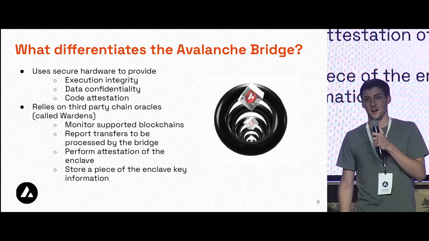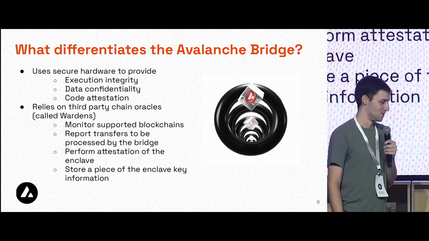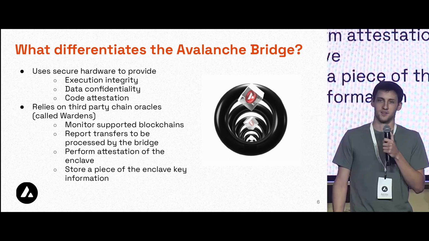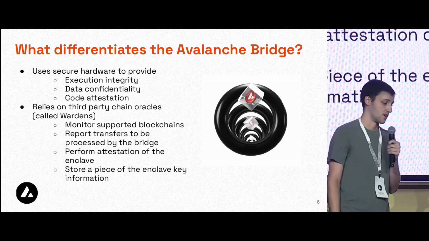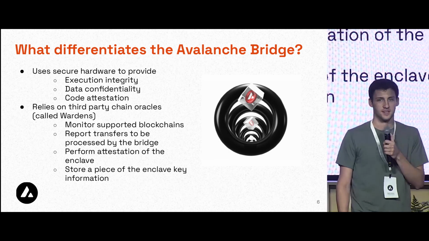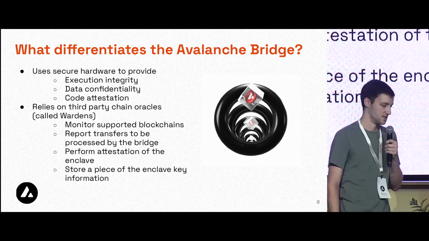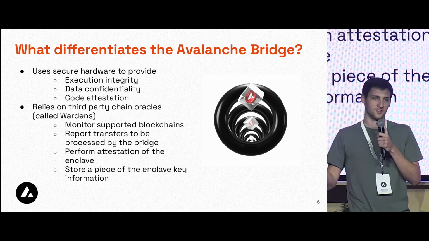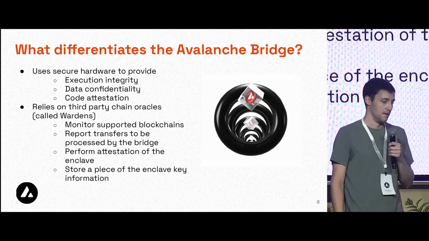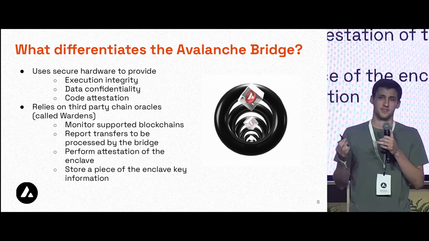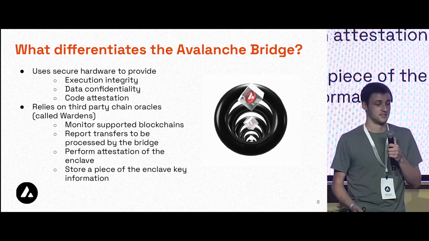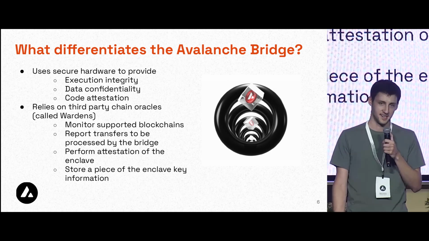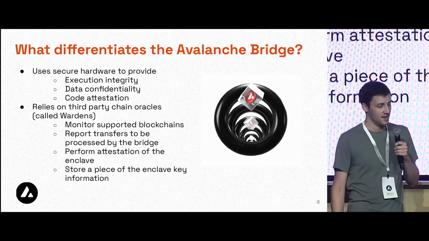Yeah, so getting onto the Avalanche Bridge, which is what we built, what sets that apart? The key innovation here was our use of secure hardware. In our case, we use Intel SGX, that's Software Guard Extensions. You might also hear it referred to as enclaves or trusted execution environments. But the key idea is that we have this secure hardware that provides us with execution integrity, data confidentiality, and code attestation. So what does that all mean?